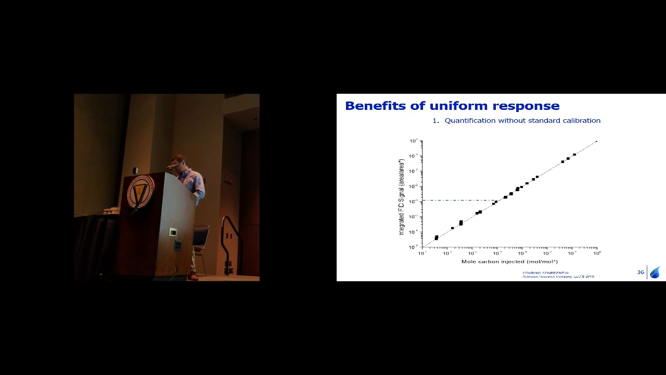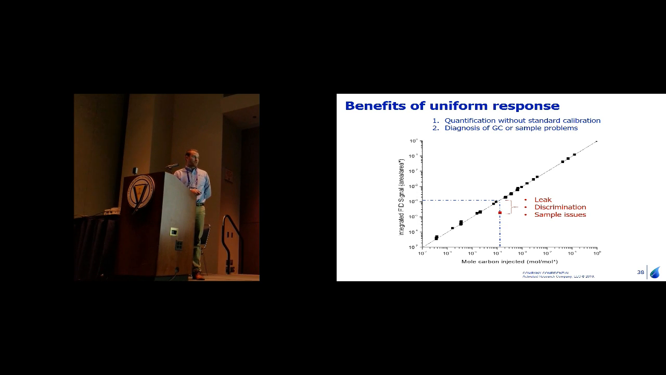So what we're able to do with the Polyarc, this benefit of a uniform response, is to be able to quantify without standard calibration. We can measure the FID signal and look at directly from that curve, we can get the number of moles of carbon that we injected, or the concentration. We can also look at discriminations from this to find leaks in our GC.